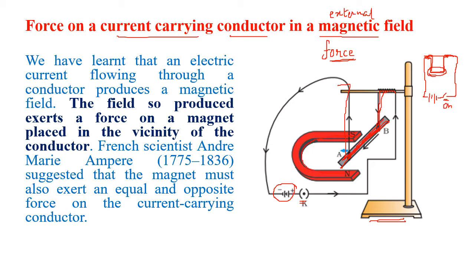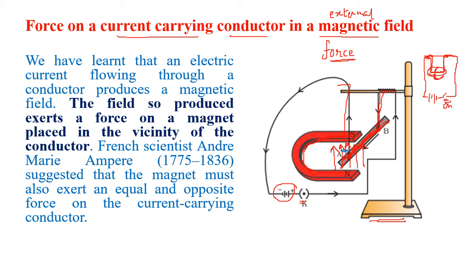Now we found out in the previous lecture that the external field is always from north to south. Externally the field is always north to south. So I am pointing the arrows to show the magnetic field. That's the magnetic field of the horseshoe magnet. So when I place the horseshoe magnet like this over here, the magnetic field is from north to south.